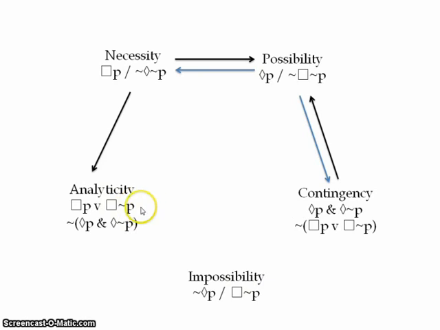Analyticity clearly requires either necessity or impossibility, and you only have to look at how we've defined analyticity: necessarily P or necessarily not P. So clearly that's either necessity or impossibility, and it rules out everything else. Finally, impossibility implies analyticity, because if you've got necessarily not P, then you have necessarily not P or necessarily P. But it rules out everything else.